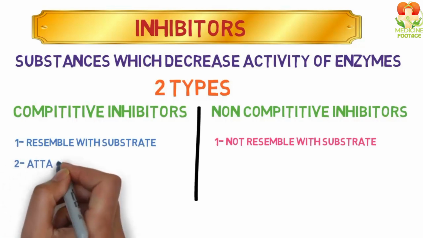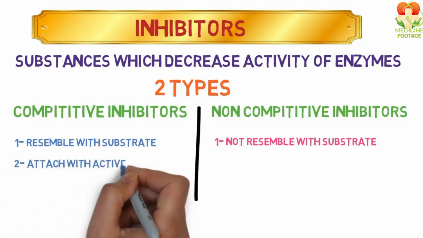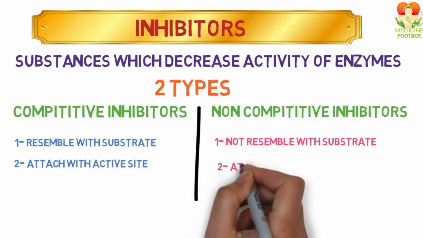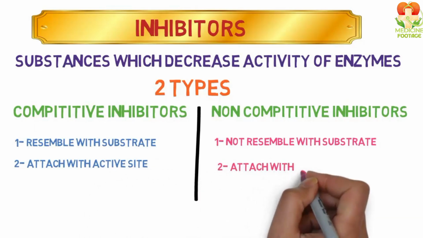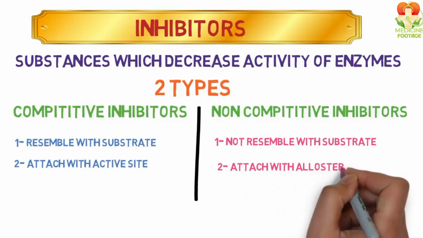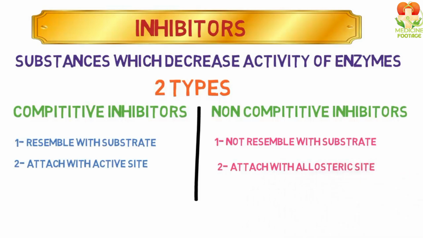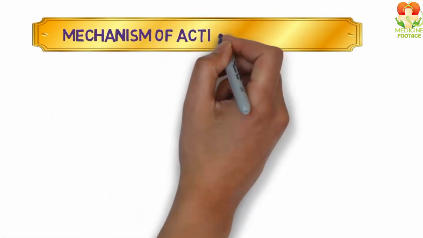Additionally, competitive inhibitors fit into the enzyme's active site, while non-competitive inhibitors attach to the allosteric site of enzymes and alter the shape of enzymes so that substrate cannot fit into the active site. To summarize, in both cases, enzyme activity decreases. How does this happen? It will become clearer through the enzyme mechanism.